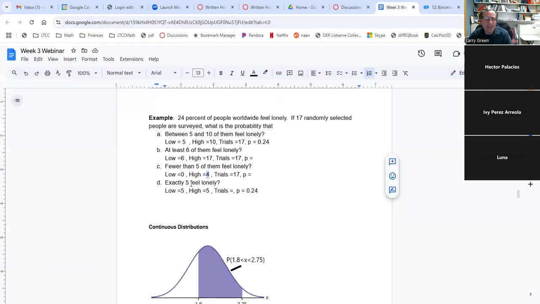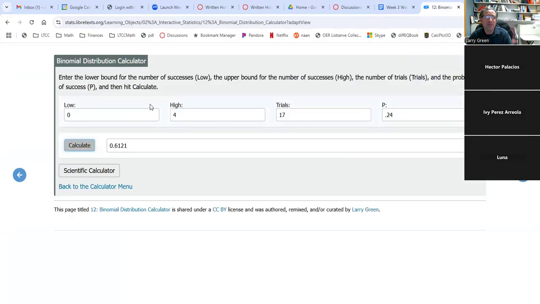And then finally, exactly 5 feel lonely. What's the lowest number to be exactly 5? This should be easy. 5. What's the highest number to be exactly 5? 5 again. So if it's exactly a number, the high and low will be that number. Hit calculate, and about 18%. Any questions on this example?